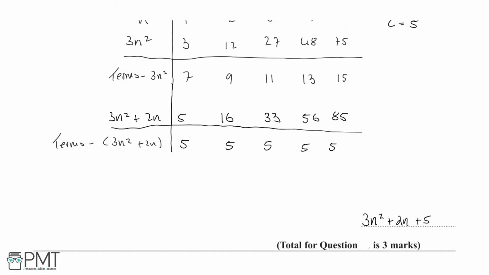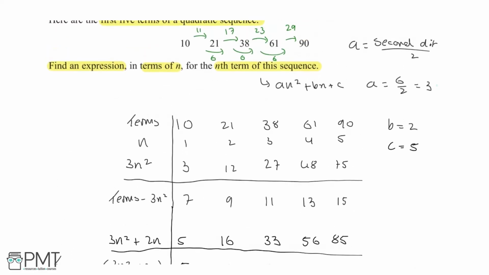This question is 3 marks. The first mark comes from a correct start to the method to find the nth term, so finding the second difference of the n squared. Okay, so as we have done, which is going to be here.